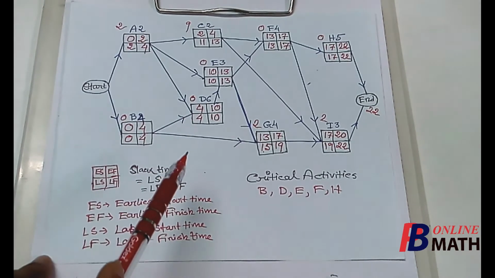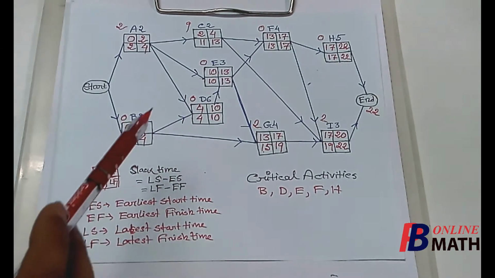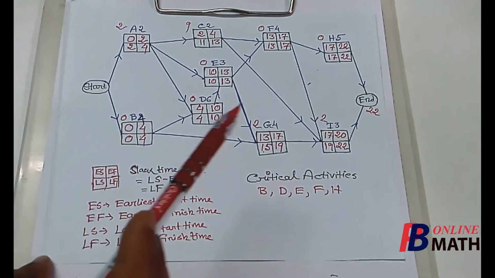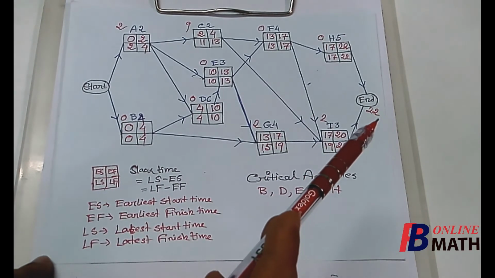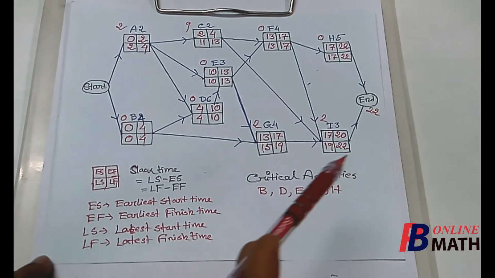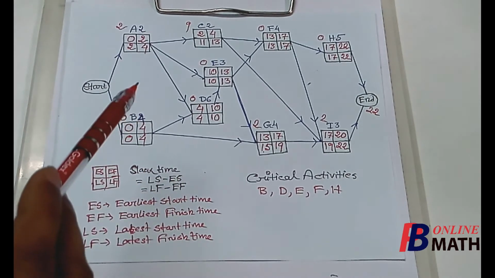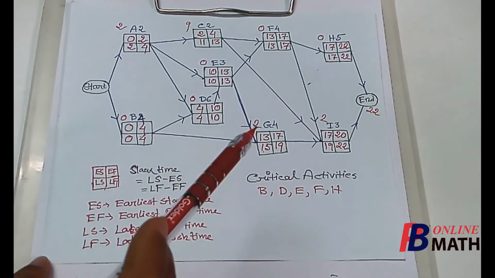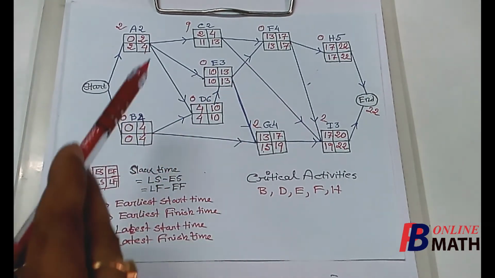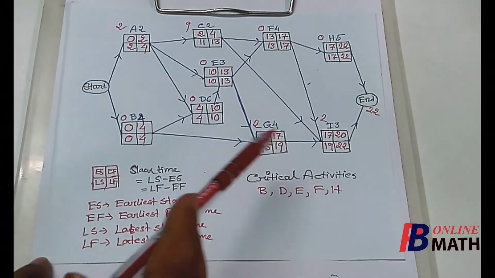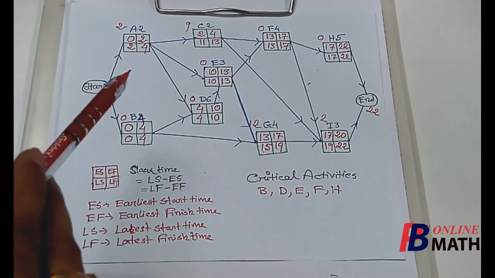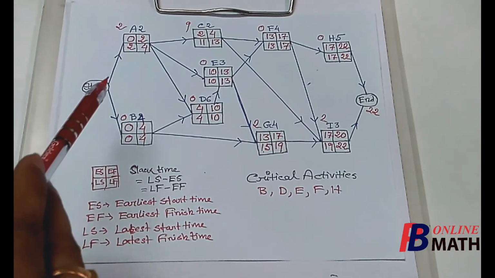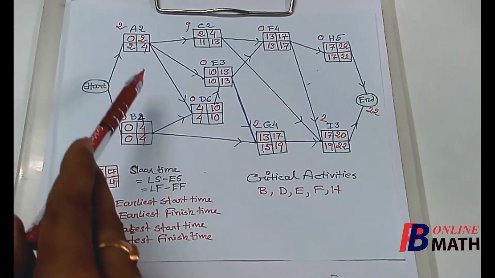If we make any delay on these activities, then the total time required to complete the project may not be 22. It must be greater than 22. But there are some non-critical activities where some delays may not hamper the completion time of the project. These are non-critical activities. The non-critical activities are those with non-zero slack times.